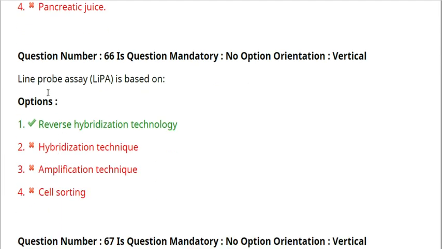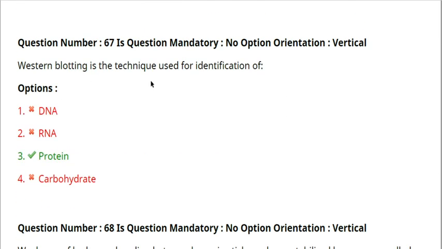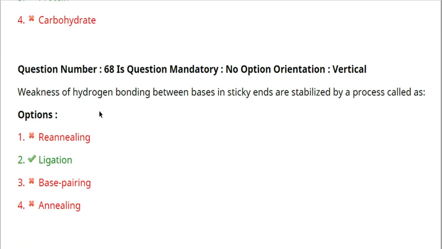Okay, next, line probe assay, also called LiPA assay, is based on reverse hybridization technology. Western blotting is a technique which is used for the identification of protein, whereas DNA and RNA will be identified by the technique called agarose gel electrophoresis. Weak hydrogen bonding between the bases in sticky ends is stabilized by a process called ligation, where your DNA ligase will be involved.